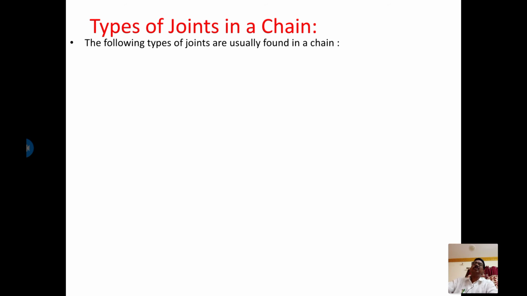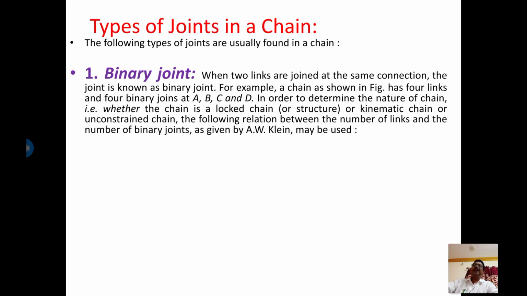There are different joints. The first one is the binary joint. Binary is nothing but two. A binary joint is nothing but two elements joined at the same connection. Then the joint is known as a binary joint. In the figure you can observe 4 binary joints at A, B, C, D.